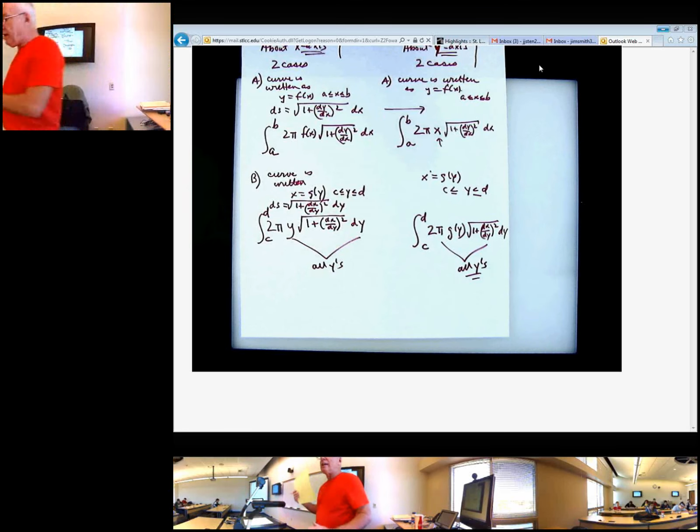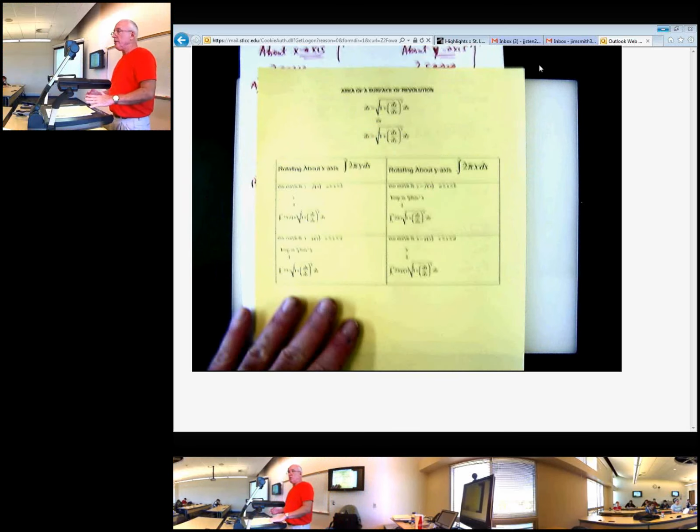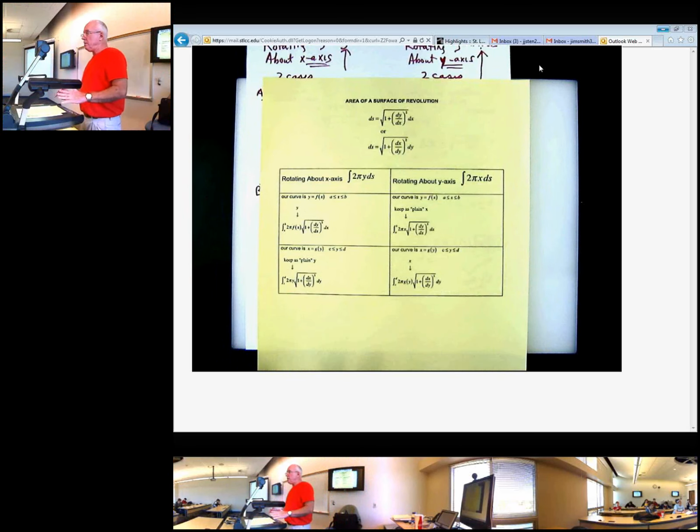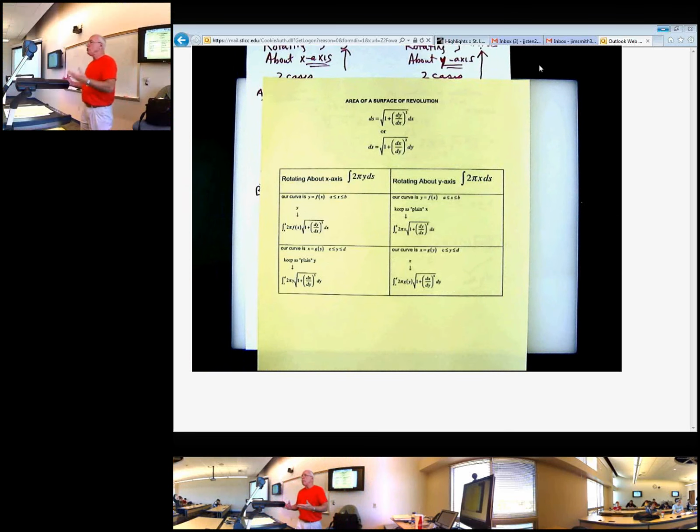I think the handout here pretty much sums it all up, the different cases we have, and I hope it's helpful. What we're going to start with next time is some examples of this.